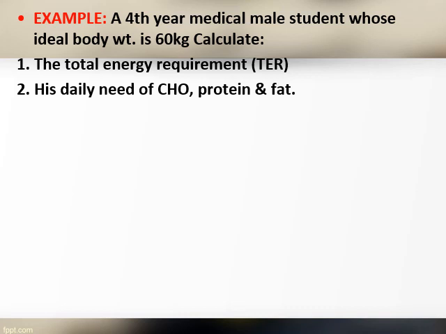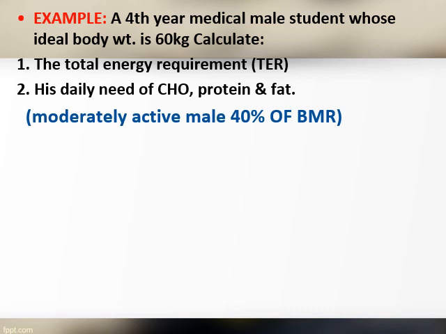I think now you have a good idea about how to calculate basal metabolic rate, physical activity, and thermic effect of food. Therefore, let us try to solve this problem. A fourth-year medical male student whose ideal body weight is 60 kg: calculate first the total energy requirement, and second his daily need of carbohydrate, protein, and fat. Because he is a student, his physical activity is moderate and represents 40% of basal metabolic rate.